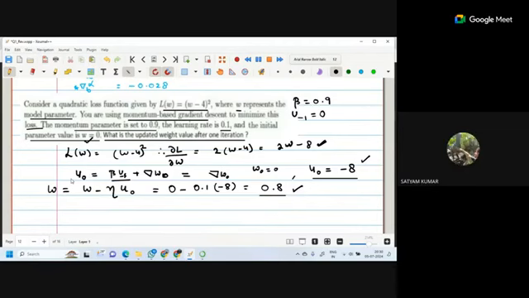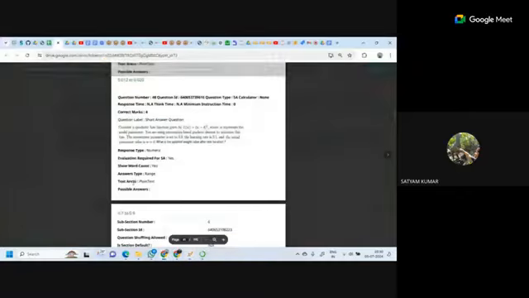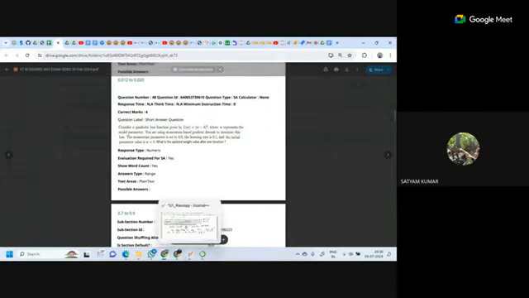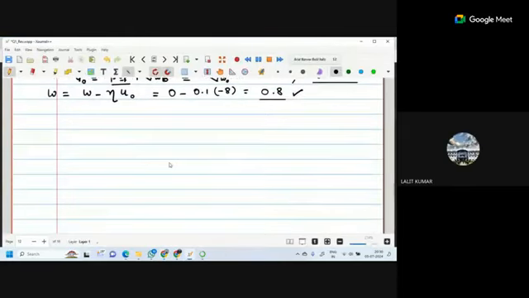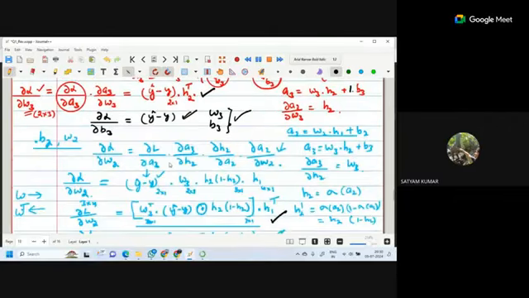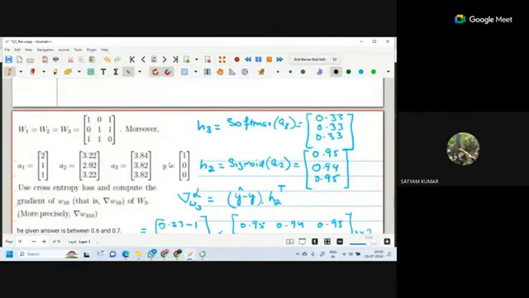Sir, could you scroll down? There is a question, right? W1 equal to W2 equal to W3. Could you just show the solution? In your notes itself. In my notes, which one? W1 equal to W2 equal to W3. I think it's this one.